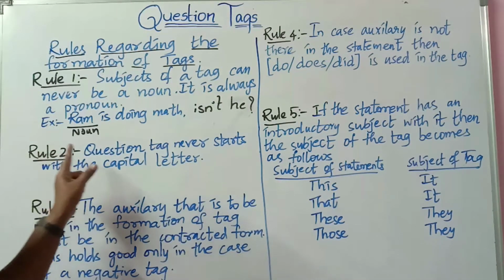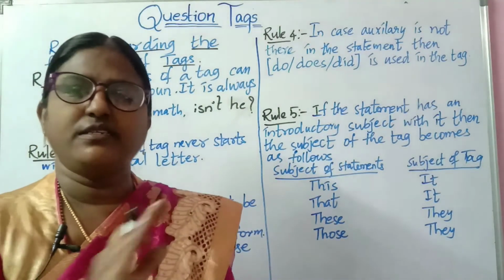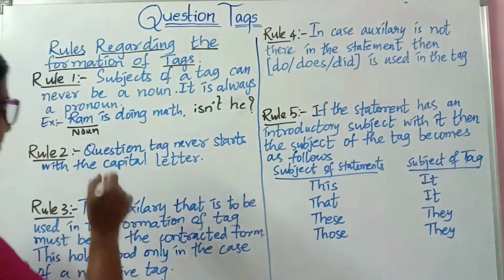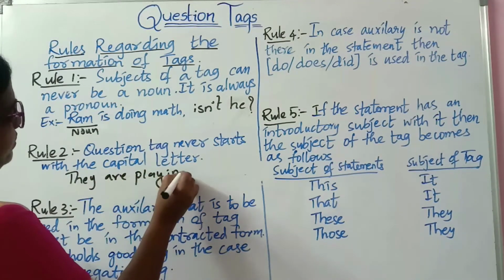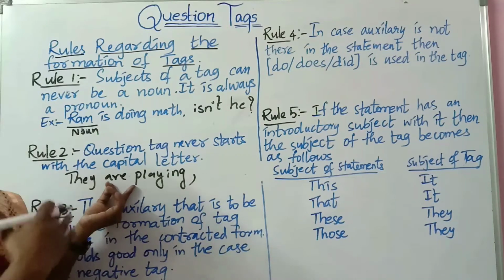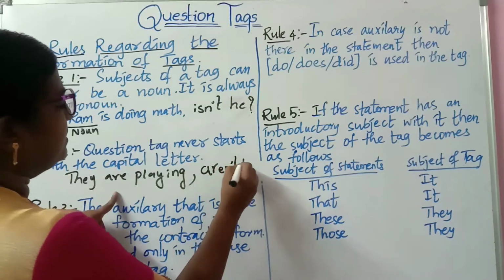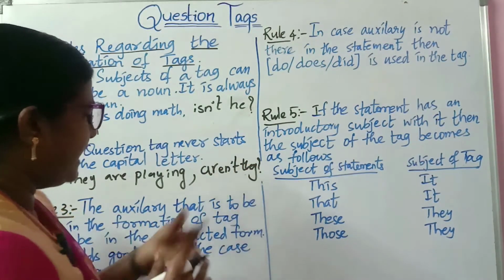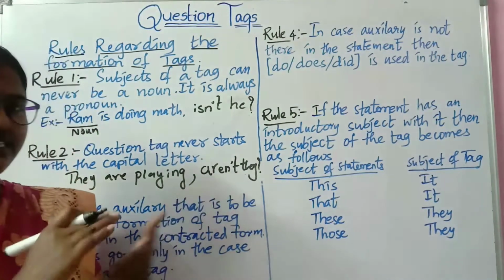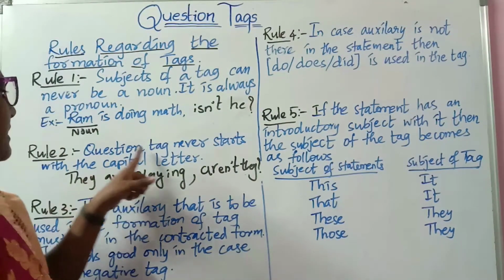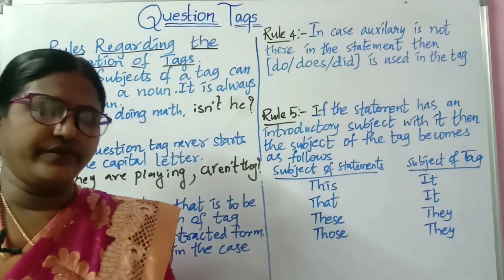Rule 2. A question tag never starts with a capital letter. Never start a question tag with a capital letter. For example, they are playing. What is the question tag? We write aren't they. A positive statement takes a negative question tag. Start with a small r: aren't they? When you write the question tag, don't start with a capital letter. It will not take a capital letter. Always start with small letters. Don't use capital letters in question tags.